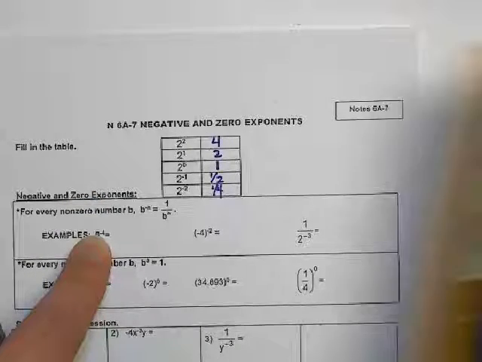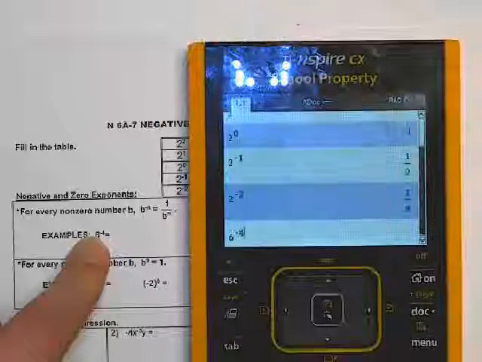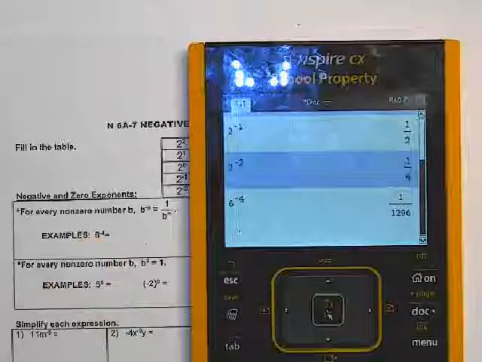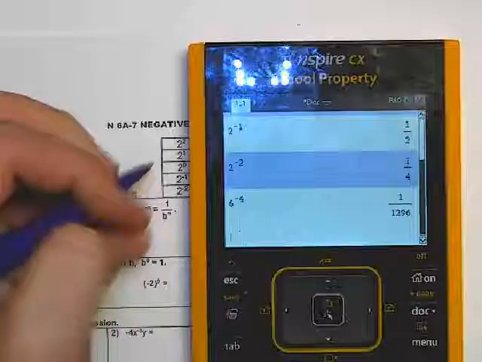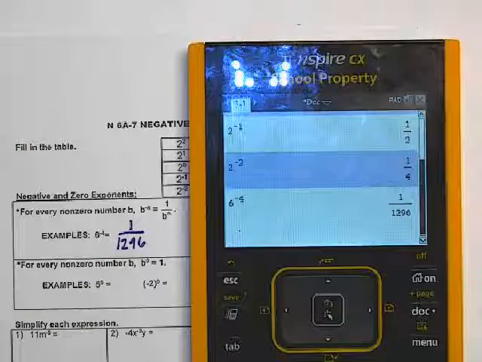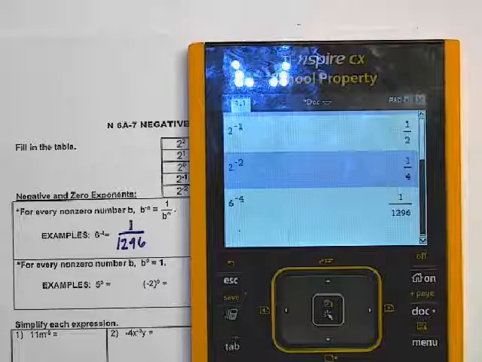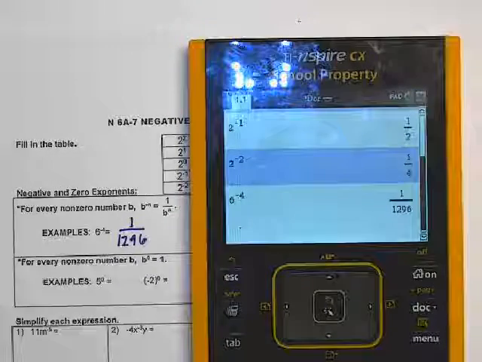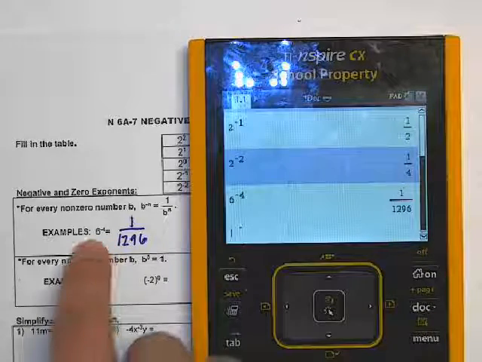I'm going to start with 6 to the negative 4th power. And what do I get when I do 6 to the negative 4th? A fraction. 1 over whatever 6 to the positive 4th power is. 1296. It's got to be a fraction because it's a negative exponent. You're always going to have 1 on top if it's a whole number going into it like this, if there's nothing on the bottom.